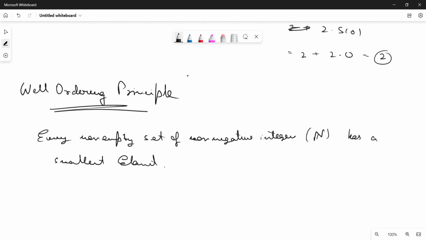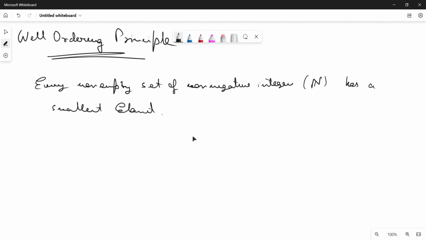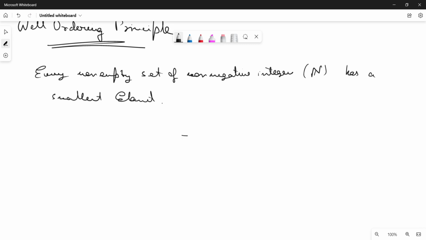Now is this true for negative integers? This won't be true for negative integers, because if we take a non-empty set of negative integers, it can be -3, -2, -1, and it continues here, right? So it is a non-empty set. Will it have a least element? No, because it extends to infinity, and every number in this particular part of the set is less than -3, and they are repeatedly less. -5 is less than -4, then -6 is less than -5. Since this extends to infinity, we cannot say that it has a smallest element.